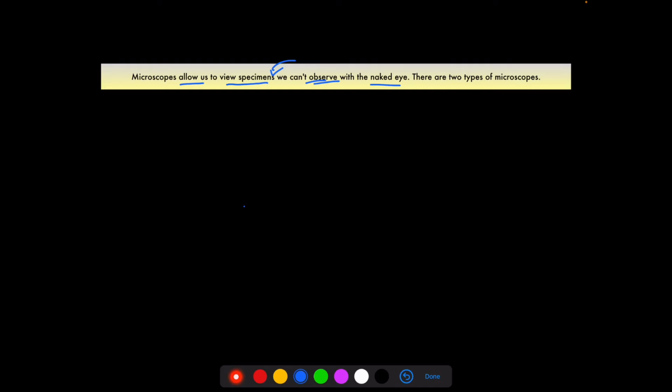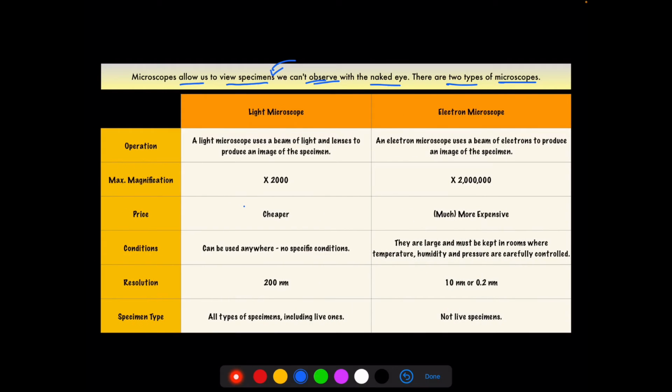We can sometimes see insects, right? Very small organisms, but we can still see them. But we have microorganisms like bacteria and viruses that we definitely cannot see with our naked eye. So there are two types of microscopes that help you see things like this. And let's make use of a table to understand this, probably the best way.